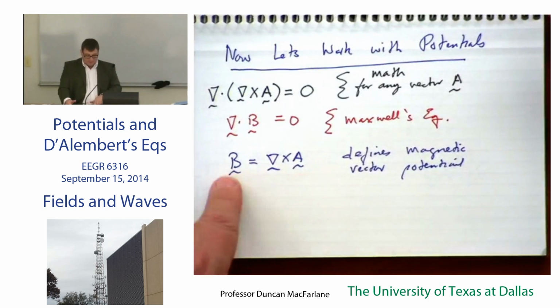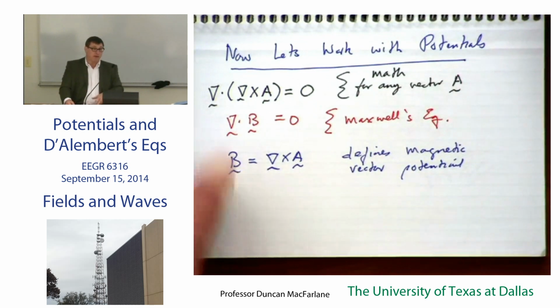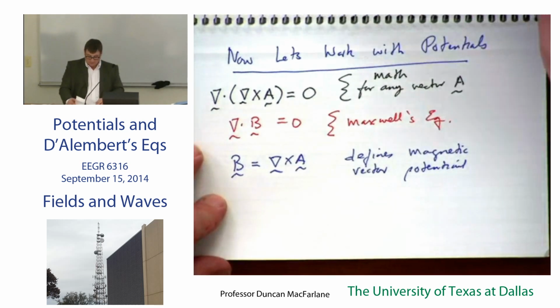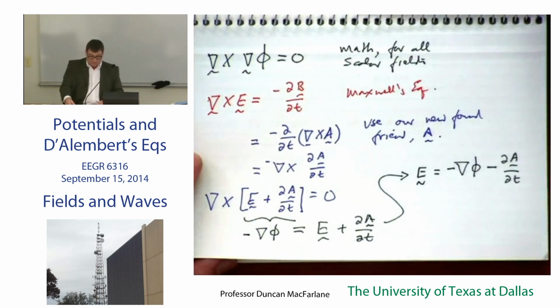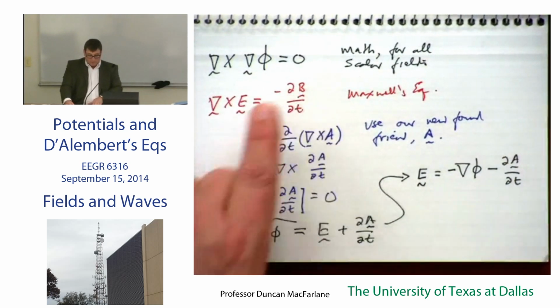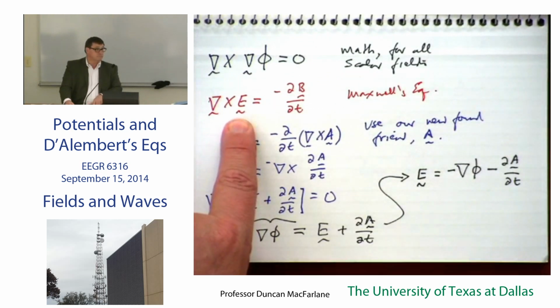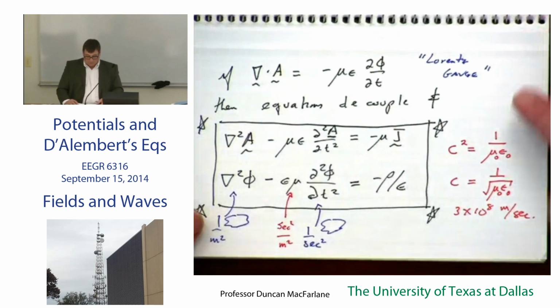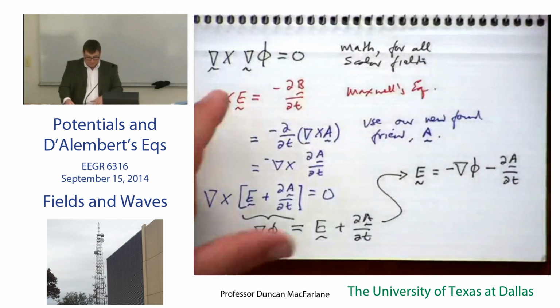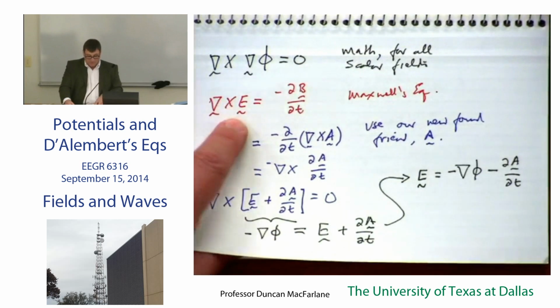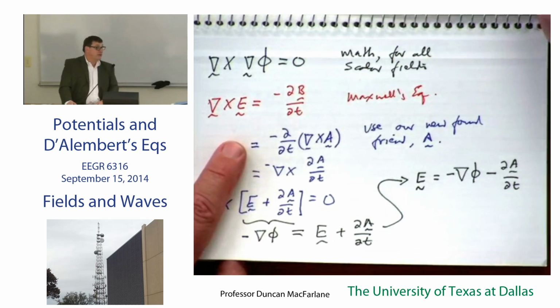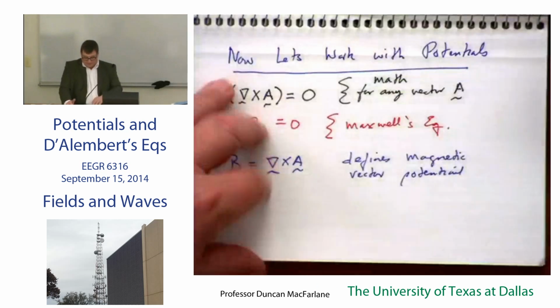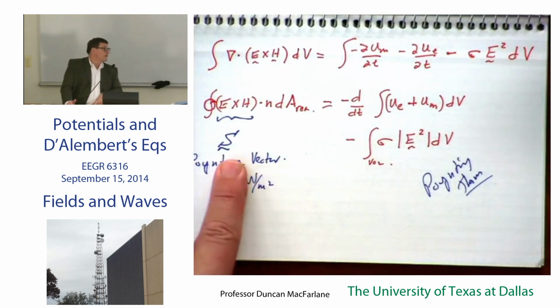We'll go from A to B. If we have B, we have H by just multiplying through by mu or mu naught. We've got a couple of choices, but if we have B, we can come up with E. So we can plug into that equation and solve for E. And then if we have E and we care, we can get D. But if I have E and H, I can get S.